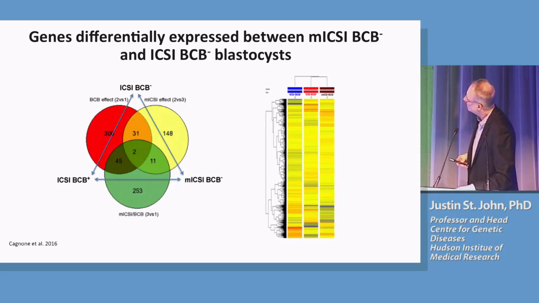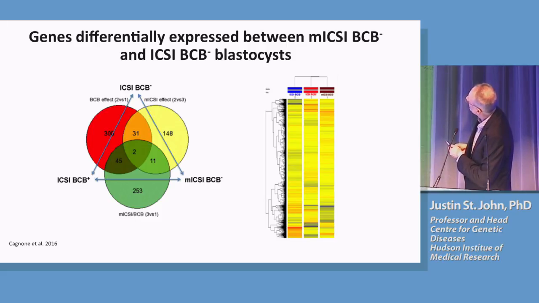And what we saw was that there were very different gene expression profiles as a result. But those blastocysts which had been generated through MIXI and were from BCB negative eggs, their gene expression profiles were much more similar to those blastocysts which had been generated by ICSI from BCB positive eggs, while the disparity in gene expression was much more on the side of those blastocysts from the BCB negative population that had been generated through ICSI.